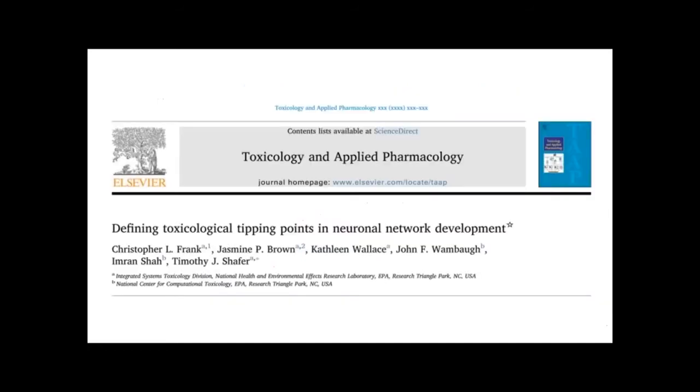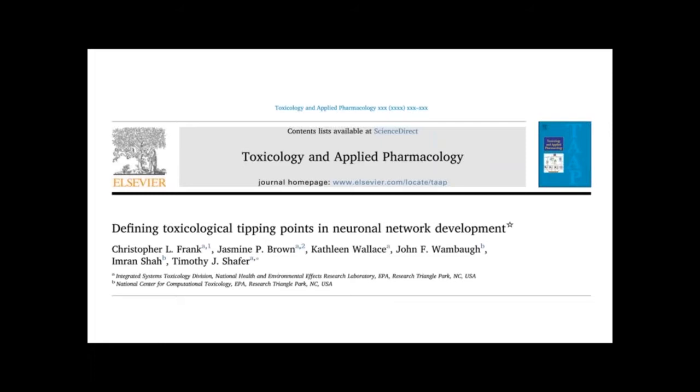So that's our final thing. We applied this idea to HepG2 cells, and then studied it in a completely different model. It's a simple mathematical idea. We took that and applied it to developing neuronal cells, and measured them with microelectrode arrays. This is work in collaboration with Tim Schafer and Chris Frank. Chris Frank is the first author on this work, who took the same exact methodology and identified neurodevelopmental tipping points.